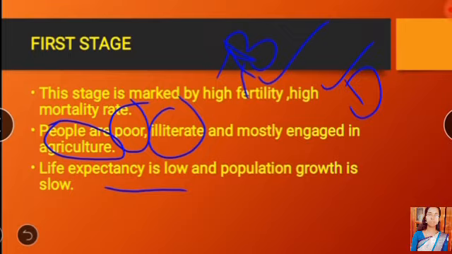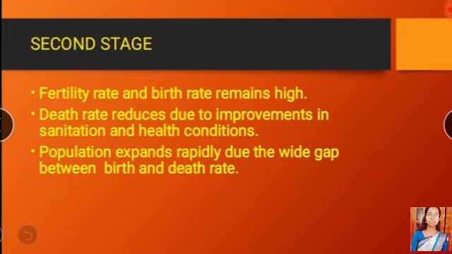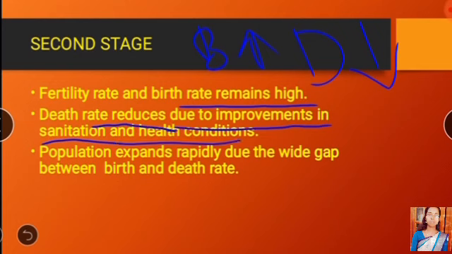Now the second stage. Here the fertility rate and birth rate remains high. Just like the first stage, fertility rate or birth rate remains high, death rate reduces. So death rate here reduces. Why? Due to improvements in sanitation and health conditions.